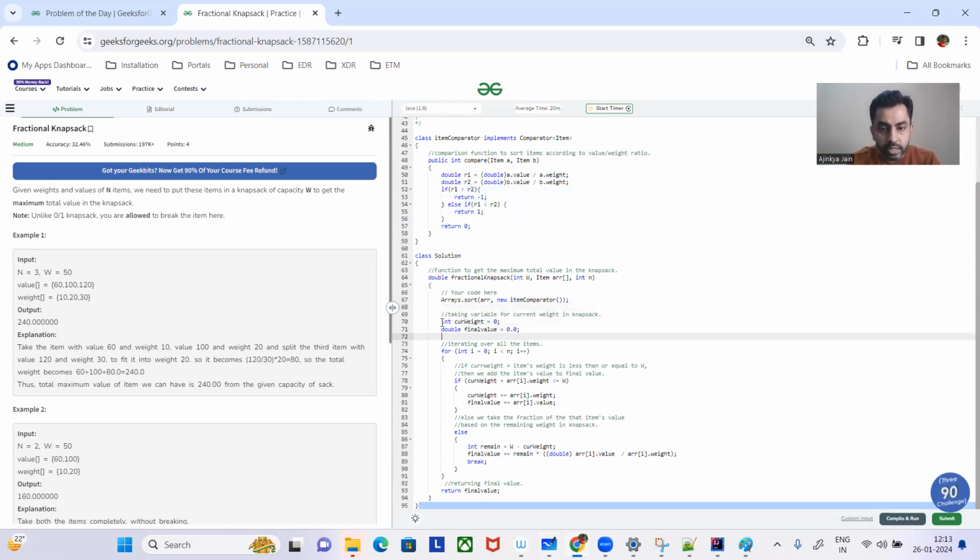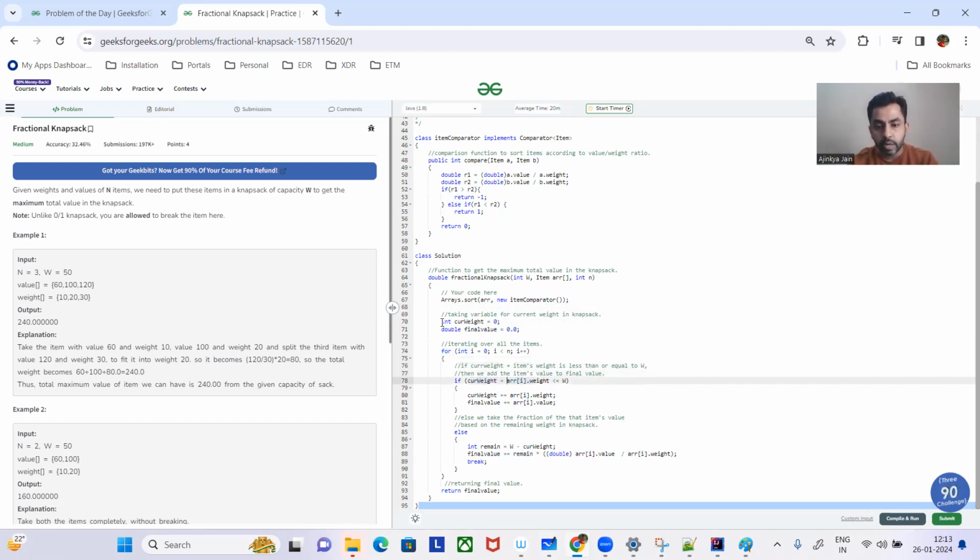Okay, and then what we are doing here is, we have current weight, which has gone into the knapsack. This is a counter for that, and we have final value, which is the answer. So we'll iterate through the items. Now the array contains the items with maximum profit ratio. So we'll check. Current weight is currently 0.